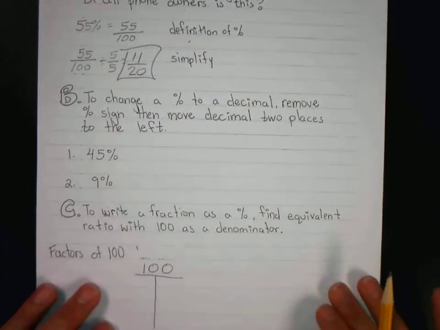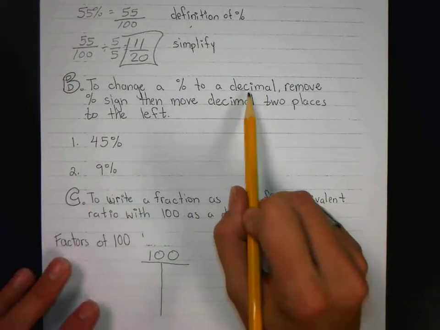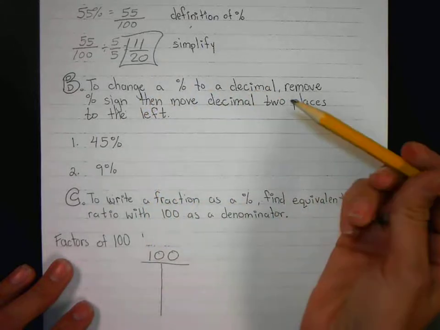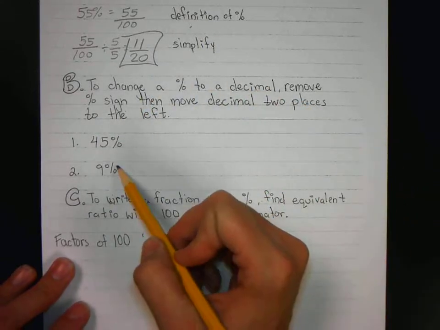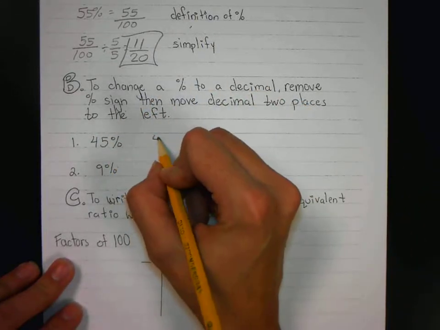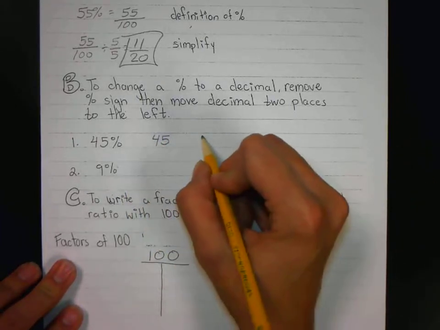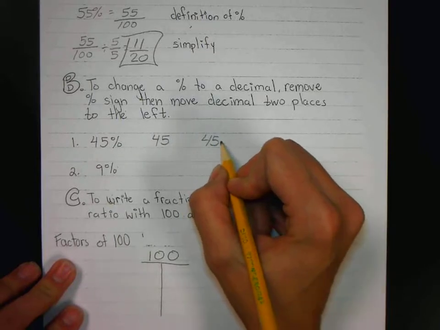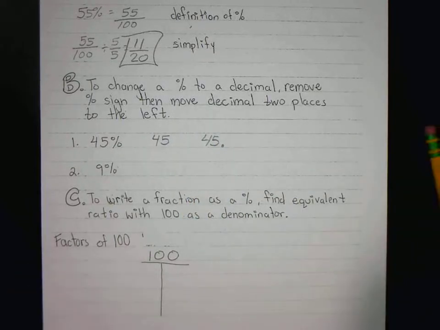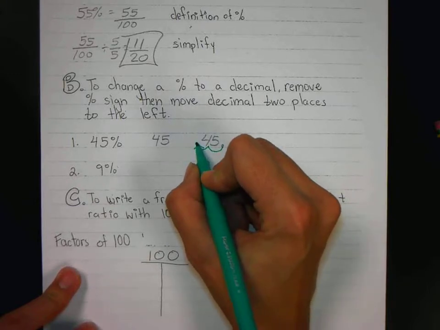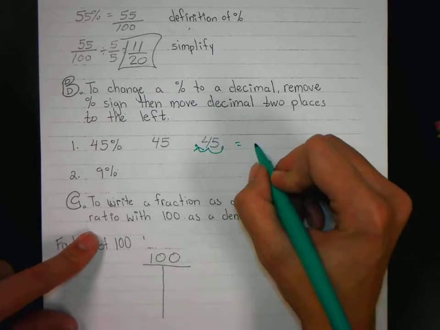All right, Section B: to change a percent to a decimal, remove the percent sign, then move the decimal 2 places to the left. We've got 2 examples here. We have 45%. First, we remove the percent sign. Bye. Then we take the decimal, and remember, all whole numbers have an imaginary decimal in the back. We move it 2 places to the left, which leaves us with 0.45.